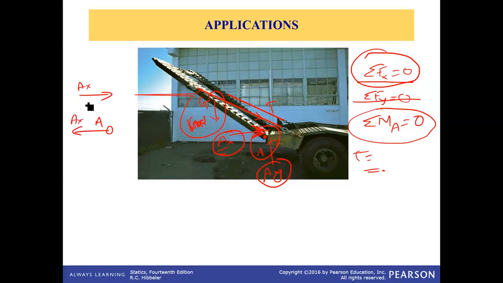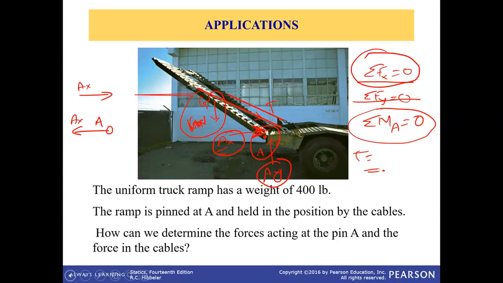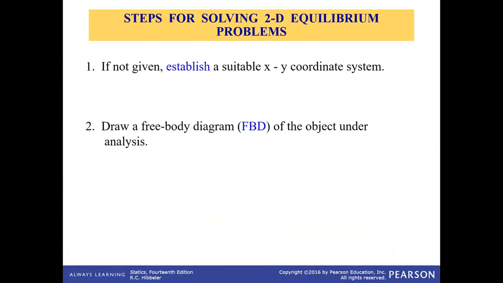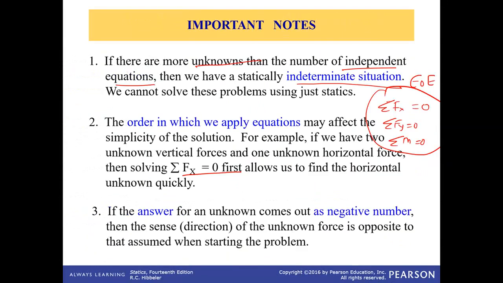So if we get a negative number for AX, that means the direction is opposite. Otherwise, if we get a positive number, that means our assumption for the direction is right. That's what is being explained here: if the answer is negative, then the actual direction is opposite to that of the assumed direction.